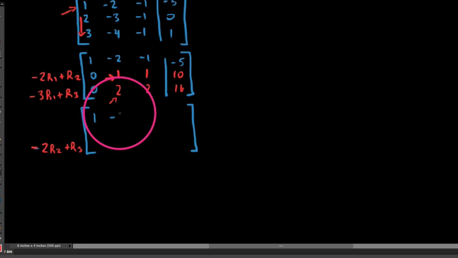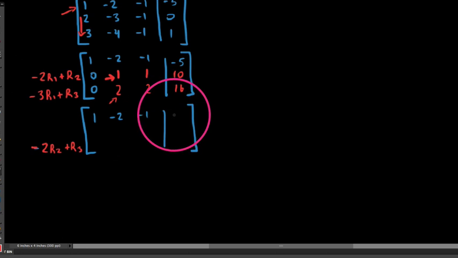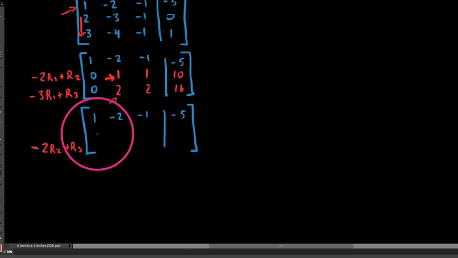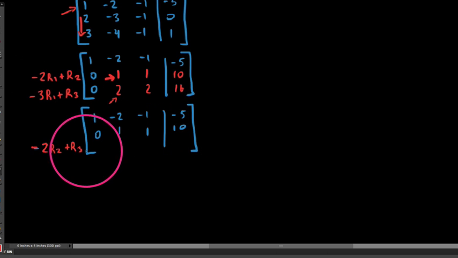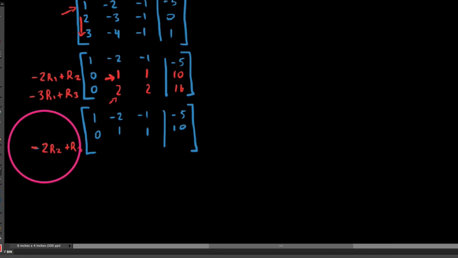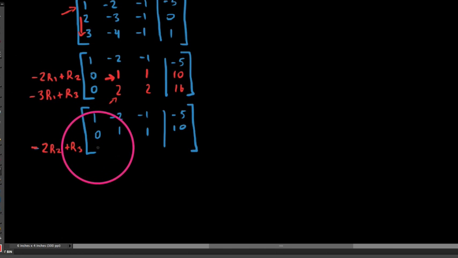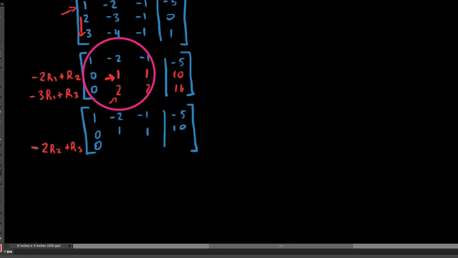So we get 1, negative 2, negative 1, and negative 5. Row 2 is now the same, always going to be the same now, 0, 1, 1, and 10. It's just that our third row, when we take negative 2 times our second row and add it to the third row, we get negative 2 times 0, which is 0, plus 0 is 0. Negative 2 times a positive 1 is negative 2, and negative 2 plus a positive 2 is 0.